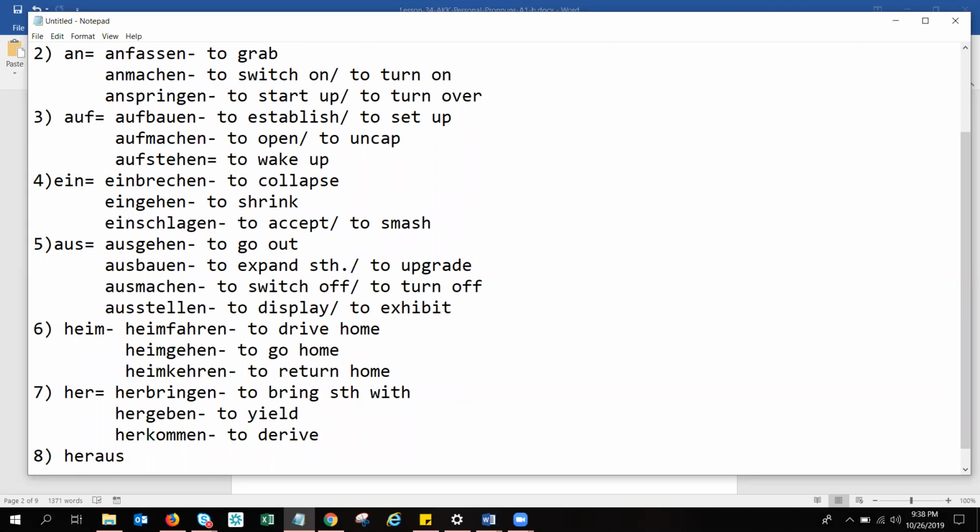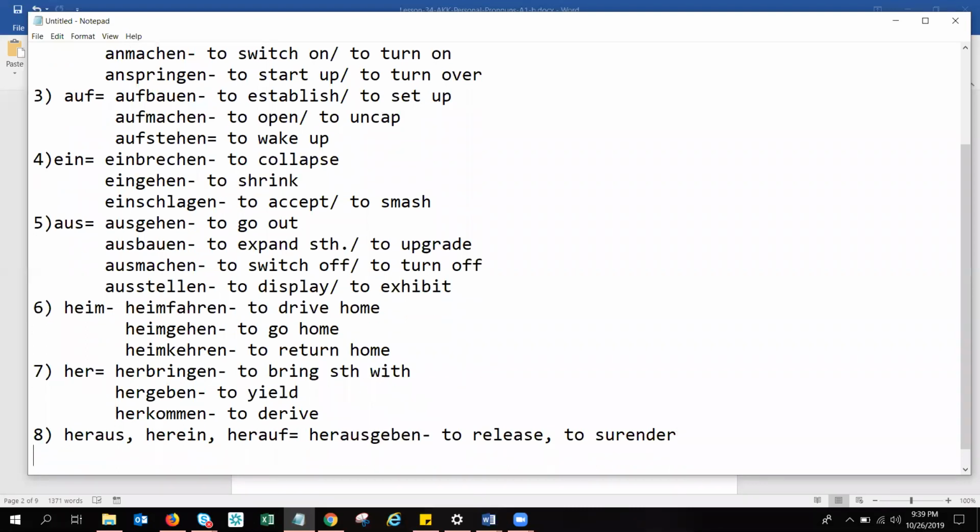Then I have three different prefixes: heraus, herein, and herauf. So I'm writing the meaning and an example of all these three. The first one is heraus, for example, heraus geben. Heraus geben is to release or to surrender. If he is surrendering himself, he is surrendering him, then it is herausgeben. Er gibt ihn heraus. In that we use accusative. He surrendered him. I guess there is some spelling mistake. Surrender. Yeah.